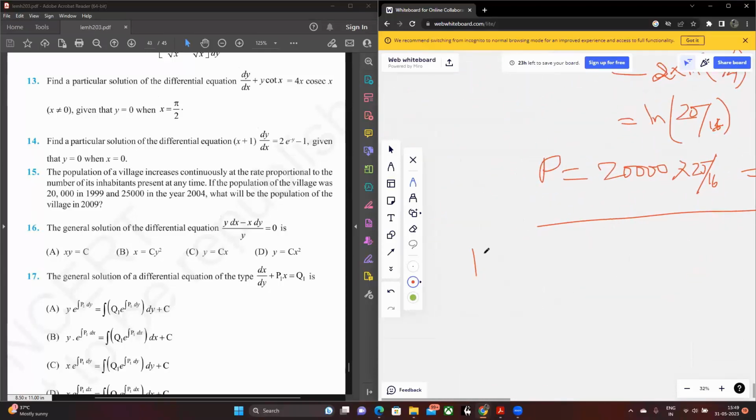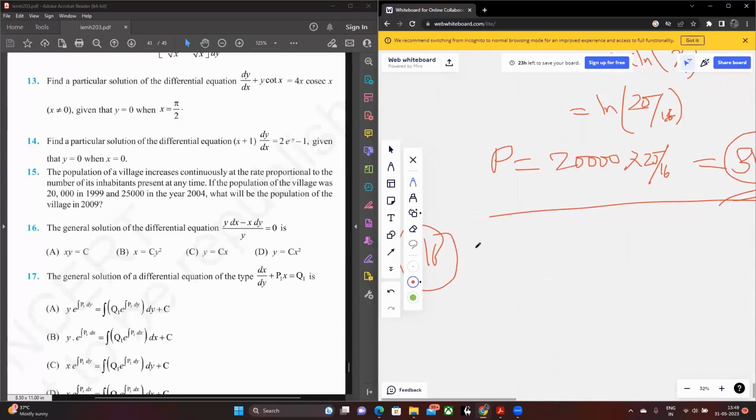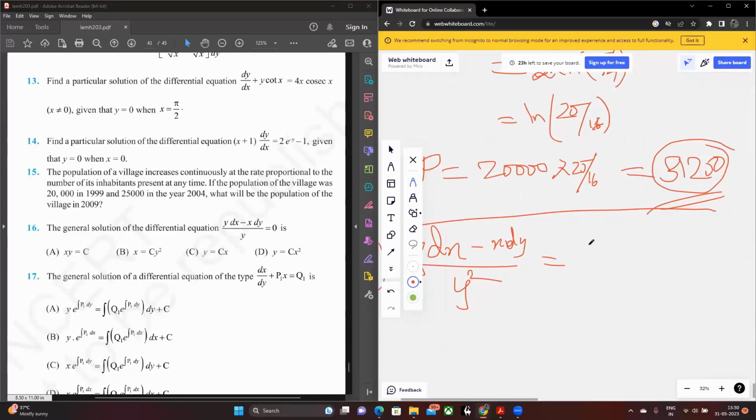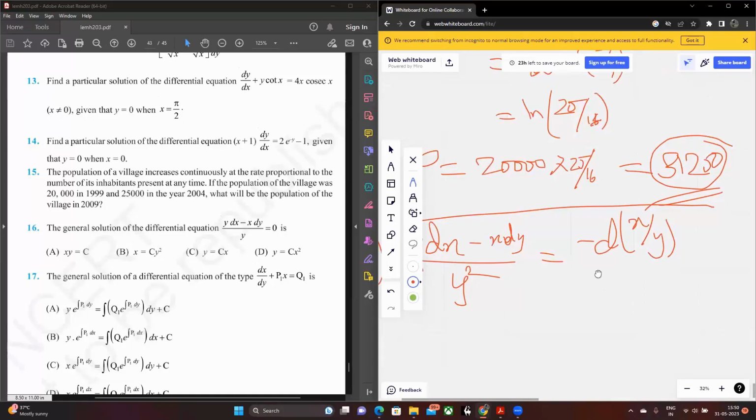Three questions left. 16. The general solution of the differential equation (y dx minus x dy) divided by y equal to 0 is very simple. First of all, notice that y dx minus x dy divided by y squared is basically minus d of x by y.